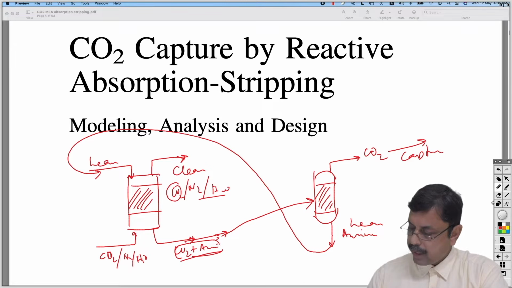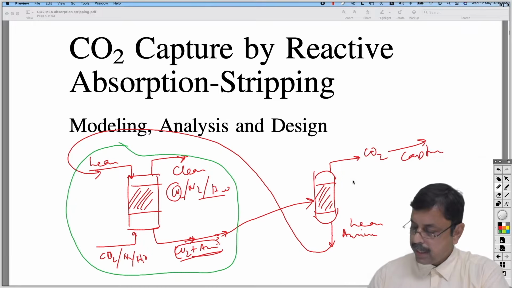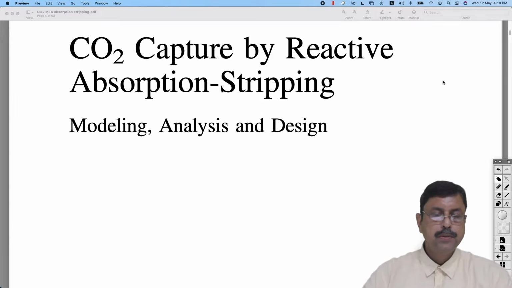Now, in the very beginning, we shall study only the absorption column, and then we will study the stripping column, and at the end we shall combine them along with some other unit operations such as pumps or heat exchanger or valve, etc., and make it a comprehensive case study. Okay, so to begin with, we need the list of components.